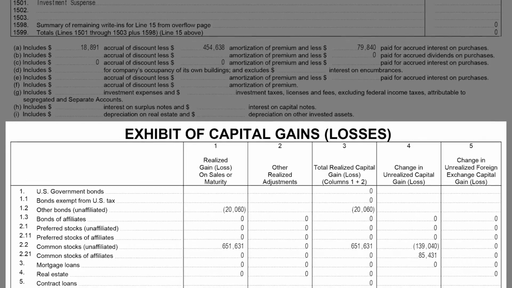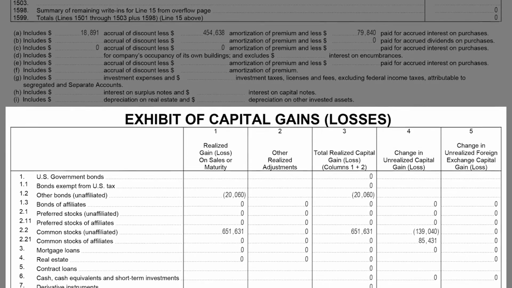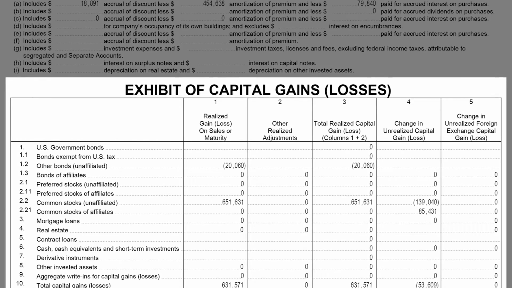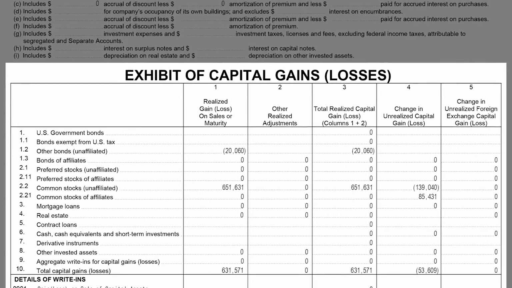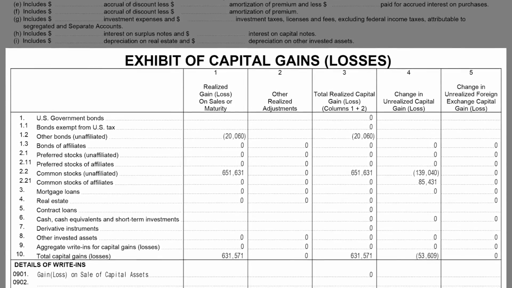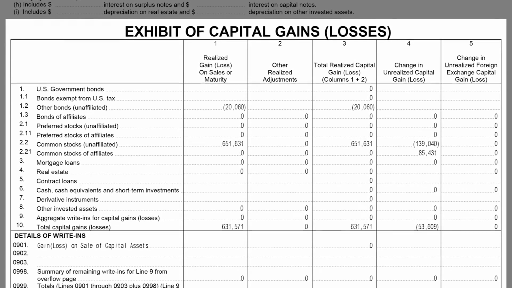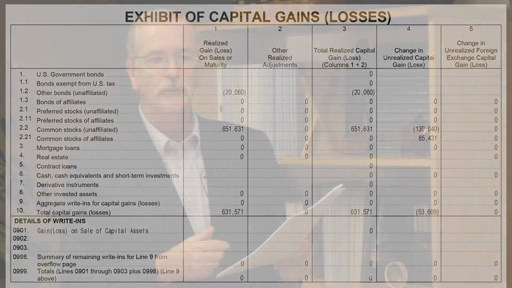The bottom of page 12 is the exhibit of capital gains and losses. And here again, if you recall when we were talking about the statement of income, page 4, under the section of investment income, we also referenced the realized gains or losses for that calendar year. Those are part of the investment income represented on page 4, the statement of income.